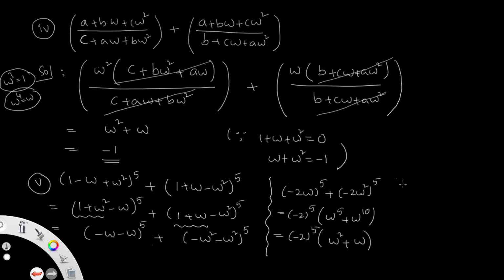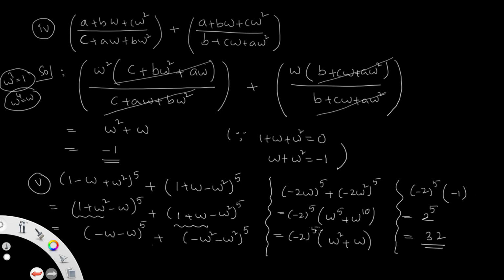So that is (−2)⁵ into (ω² + ω), which we write as ω + ω², nothing but −1. So that is −1 times 2⁵, and 2⁵ is 32. That's all. What is the question?